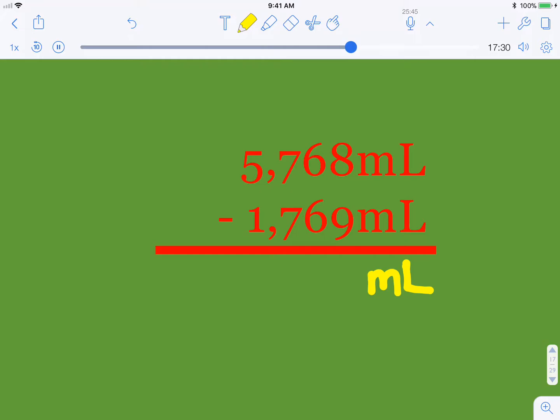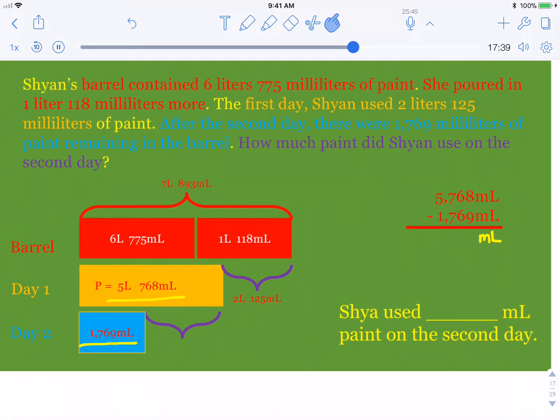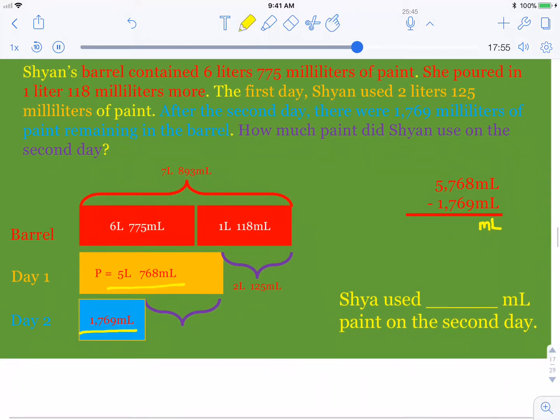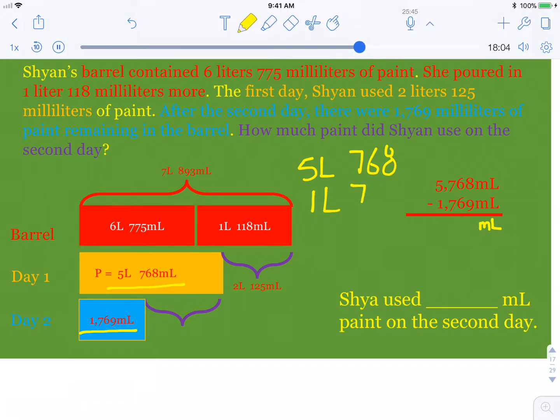Okay, so we're going to take 5 liters, 768 milliliters, minus 1,769 milliliters, or we could say 1 liter, 769 milliliters.